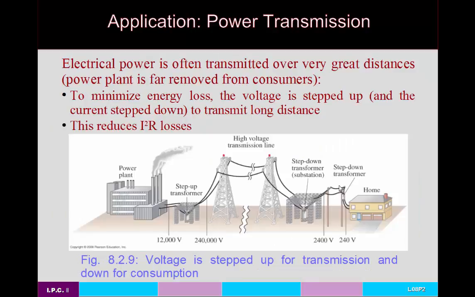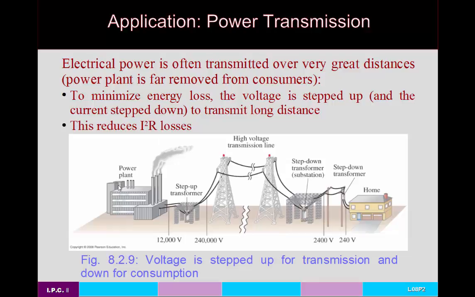So you step up from 12,000 to 240,000. That means there's 20 times more turns in the output than the input. You go through your high power lines, then you want to step down to 2400. So that means that the input has 100 times as many turns as the output. And then you step down further to 240. So that means there's 10 for the input for every 1 on the output. Or if you are in the US, usually this is actually more like 120 volts rather than 240 volts. In any case, that is the process of power transmission.